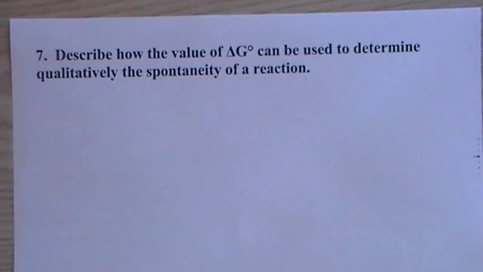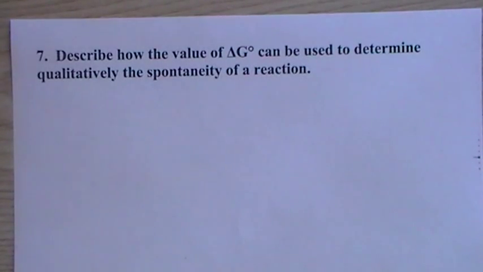Okay, so this is the end. There's two more problems from the last set of lecture notes. I couldn't get to them, so I wasn't going to rush it. Describe how the value of delta G can be used to determine qualitatively the spontaneity of a reaction.